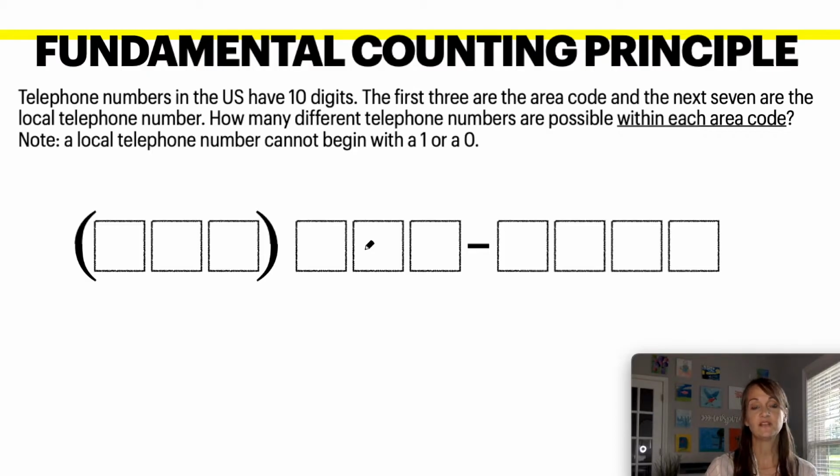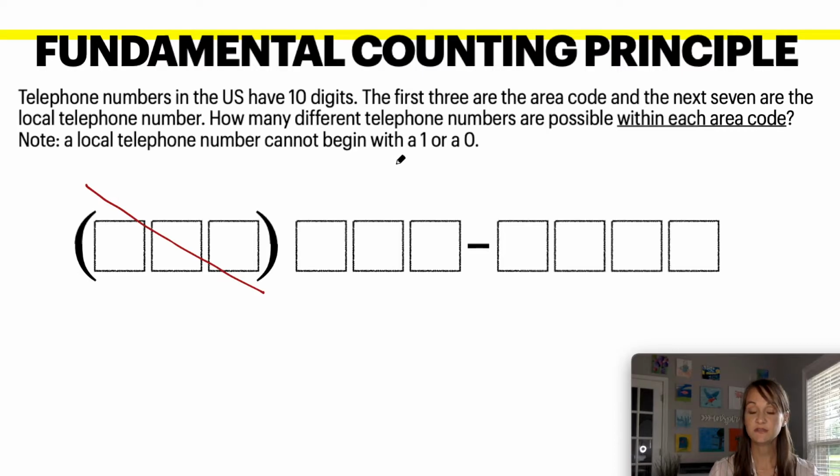Let's suppose the telephone numbers in the U.S. have 10 digits. Well, they do have 10 digits. The first three are the area code, and the next 7 are the local telephone number. How many different telephone numbers are possible within each area code? Which means we are not dealing with the area code itself. We're talking about, in one area code, how many different telephone numbers are possible. Now, note that a local telephone number cannot begin with a 1 or a 0.